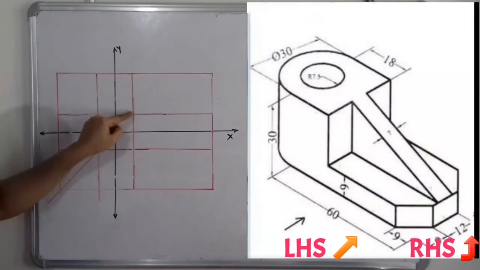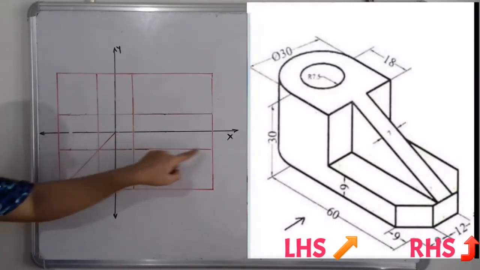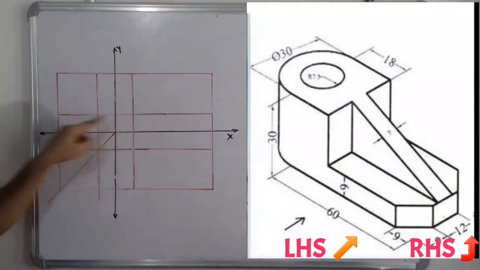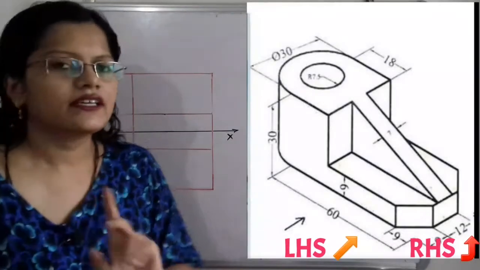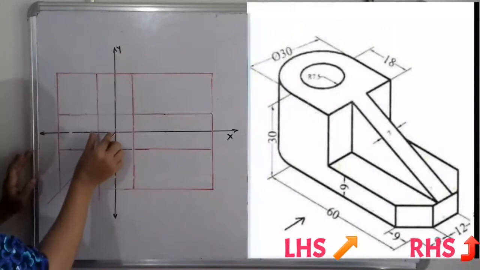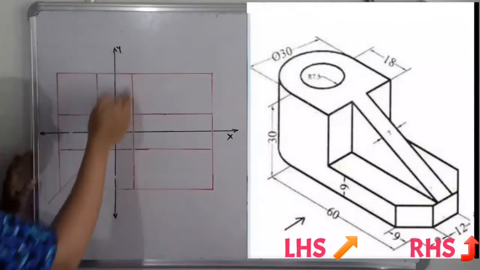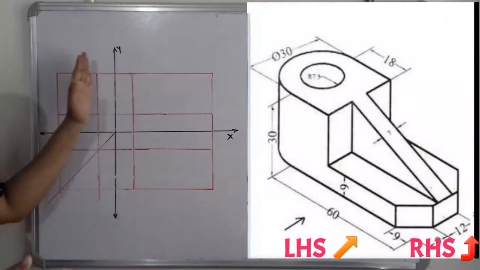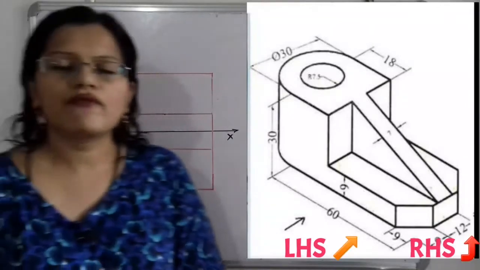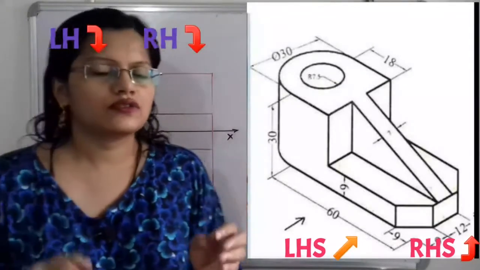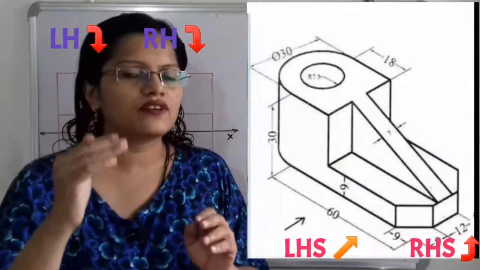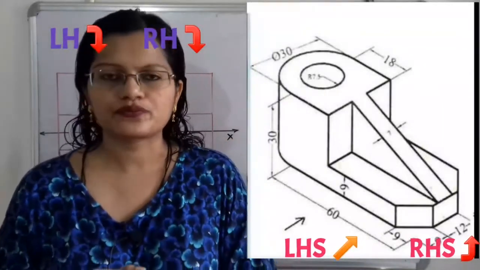Mark a point 2 centimeter distance above and below the x axis and draw horizontal lines parallel to the x axis. In the same way, on both sides of the y axis, mark a point at 2 centimeter distance and draw vertical lines parallel to the y axis. So there should be some space between the front view, top view and side view.